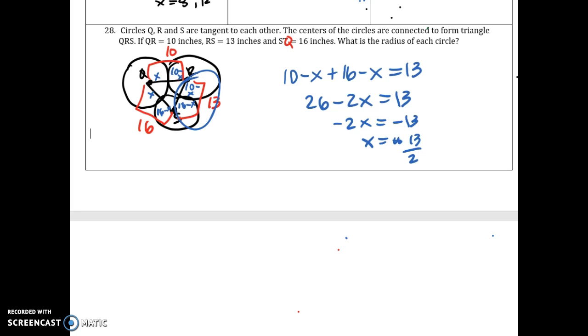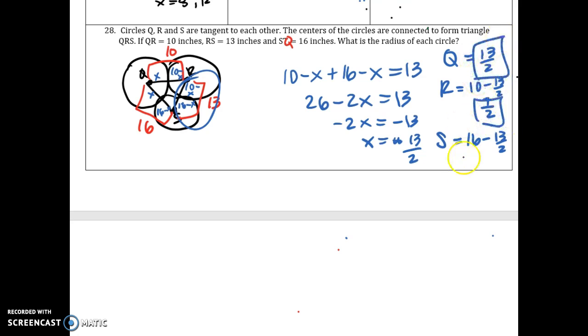And we want to find the radius of each circle. So one of the radiuses, the radius of circle Q, is 13 over 2. And then the radius of circle R is 10 minus 13 over 2, which is 7 over 2. And then the radius of circle S would be 16 minus 13 over 2, which is 19 over 2.